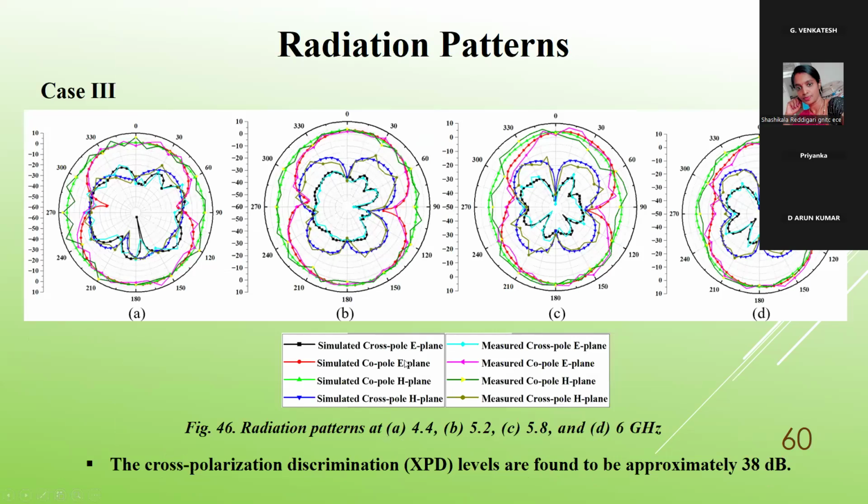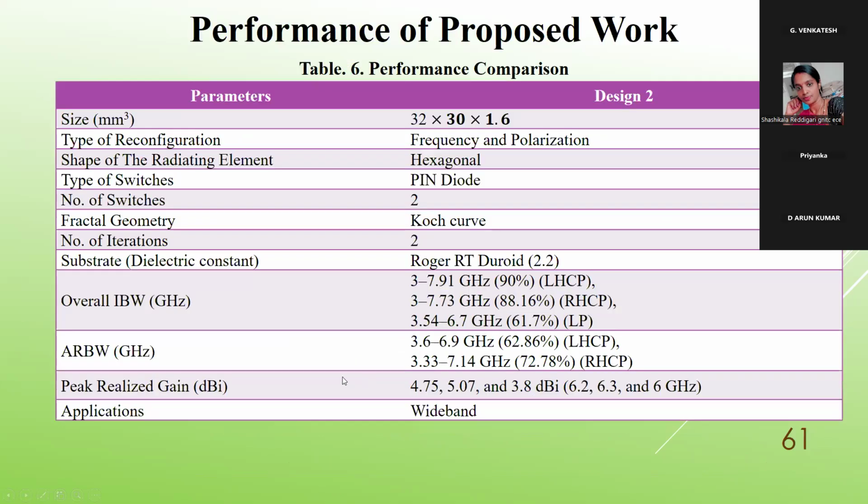Here, the cross polarization level for E and H planes for different frequency bands, 4.4, 5.2, 5.8, 6 GHz, is 38 dB. So this becomes a performance table, where the size is 32 x 30 x 1.6. The radiating element has a hexagonal structure, with frequency and polarization reconfigurability. Two PIN diodes are considered. The curve is considered as fractal geometry. We have gone up to the second iteration.